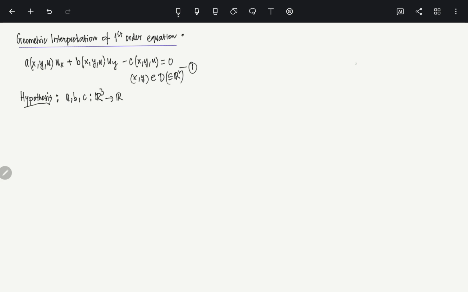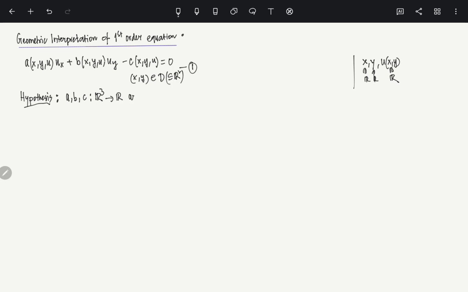Again, what is happening? a is a function of x, y, u, where x is in R, y is in R, and u, I should write it like this, is a function of x and y. This is the u which you need to find out. Again, this is also in R. That's the unknown.